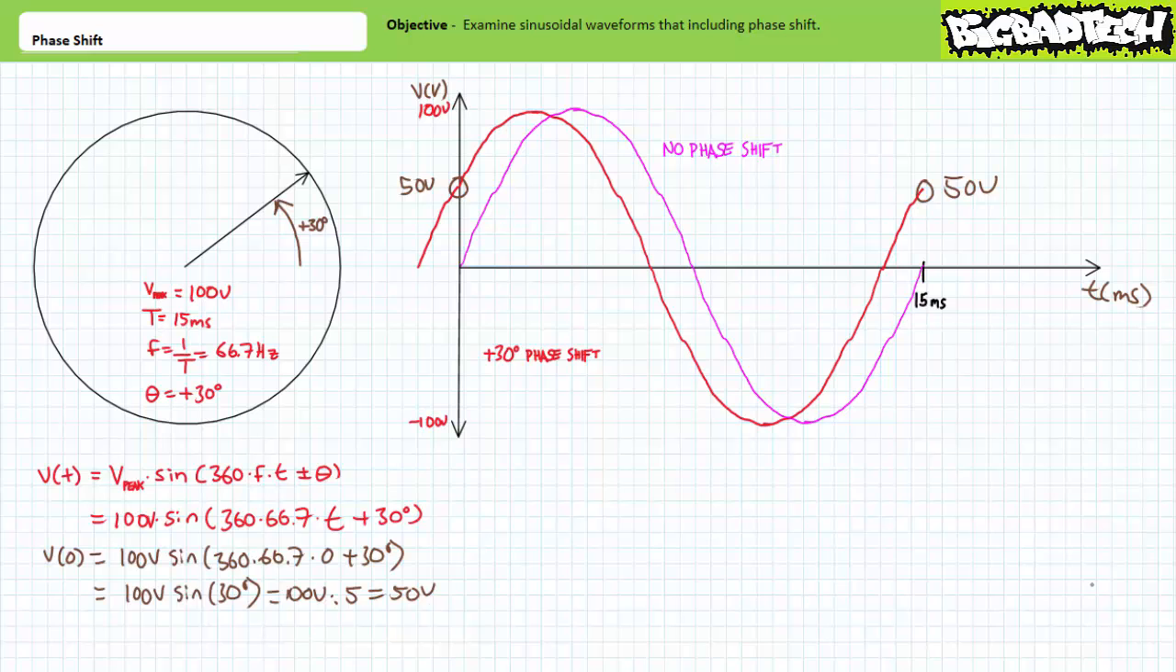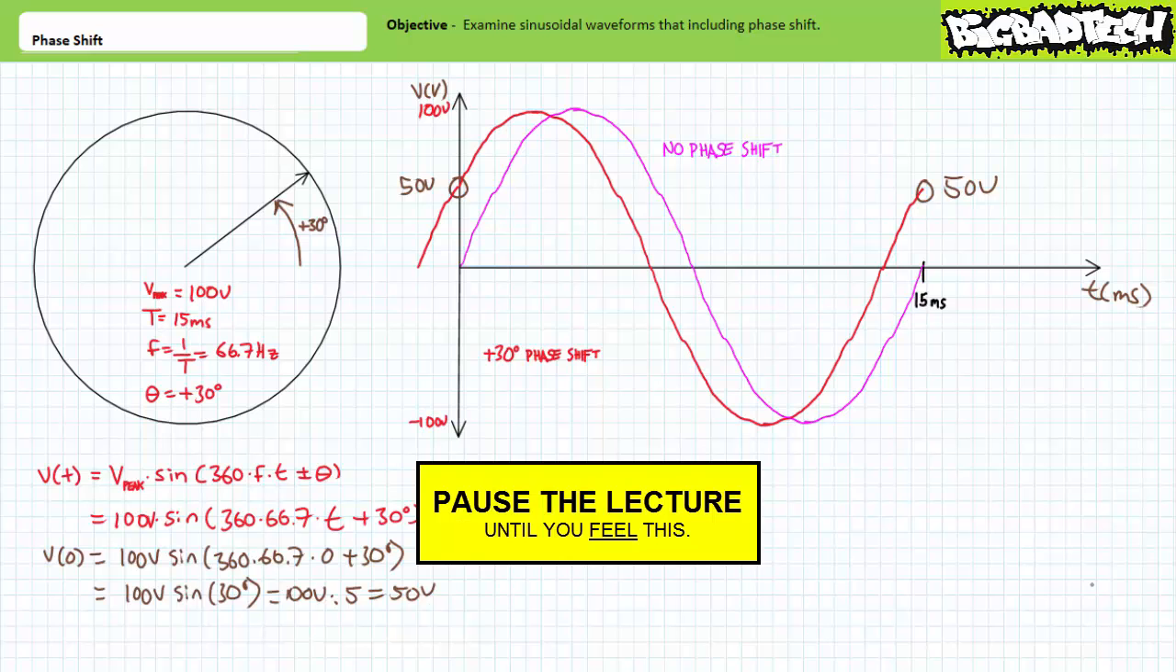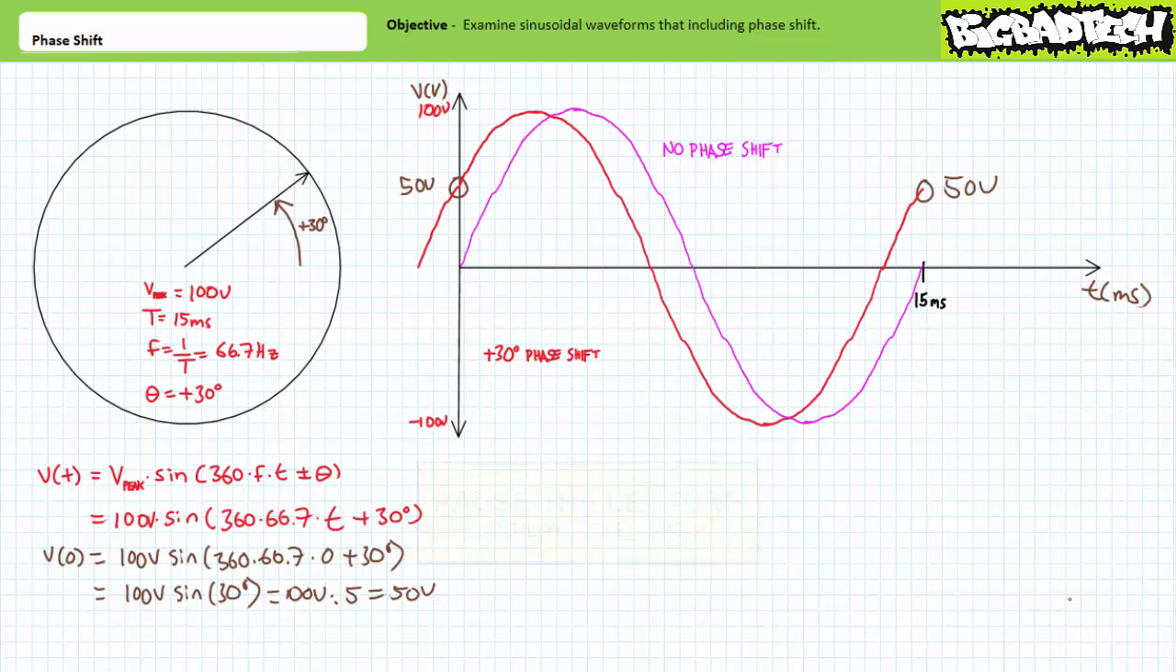The positive 30-degree head start essentially means the sine wave gets up 30 degrees earlier to start the day. You might want to pause the lecture and stare at this graph for a little bit to get the feel of what a positive phase shift implies. Note the x-axis isn't reflective of angular position, but rather time.